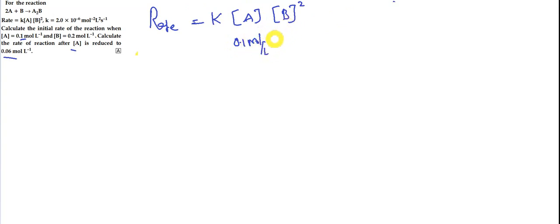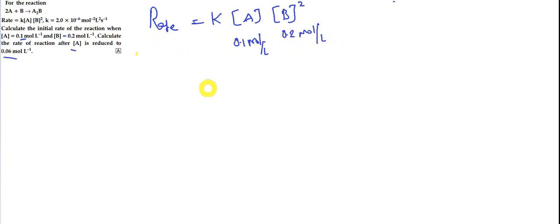Okay. So let us work out the first part of the reaction. Calculate the initial rate of the reaction. Let us write down. They have given that rate is equal to rate constant into concentration of A, concentration of B raised to the power, right? The concentration of A they have given is 0.1 mole per liter, and concentration of B is 0.2 mole per liter, right?